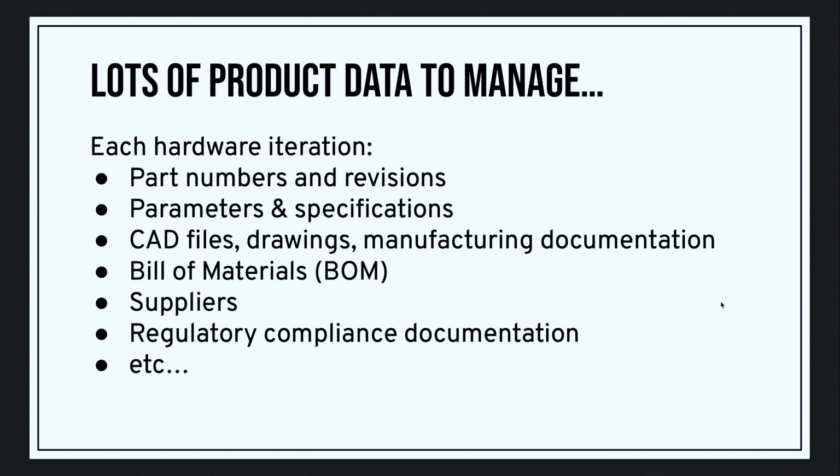And each of those iterations generates a lot of data along with each iteration of that piece of hardware. There are part numbers that get generated, revisions, different parameters and specifications associated with each revision. You generate CAD files and drawings. You have a bill of materials that tells you what components go into that piece of hardware. And then you've got to manage suppliers, vendors, distributors. There are regulatory compliance aspects to that. So it's a lot of stuff that you have to manage.